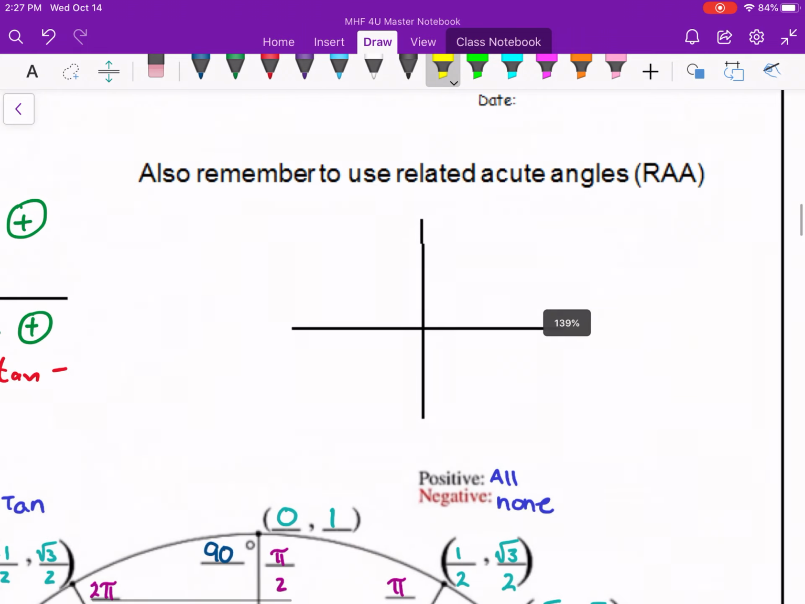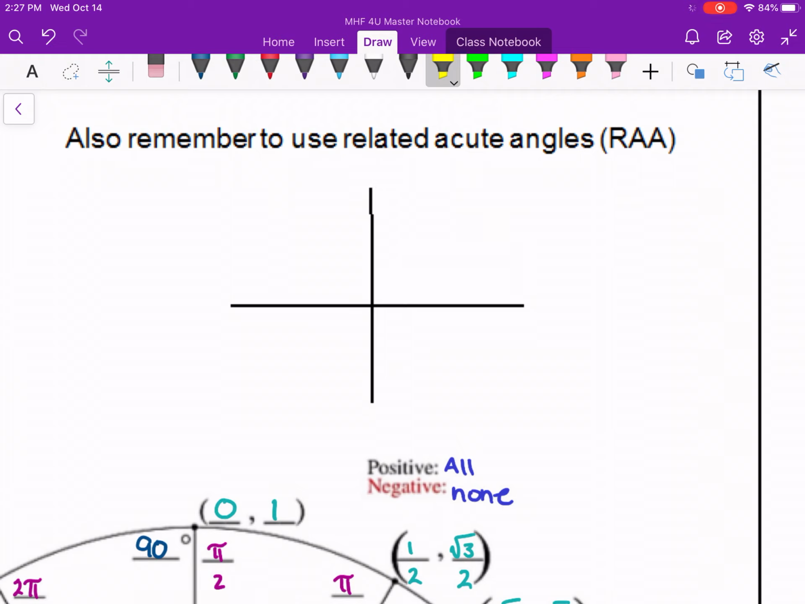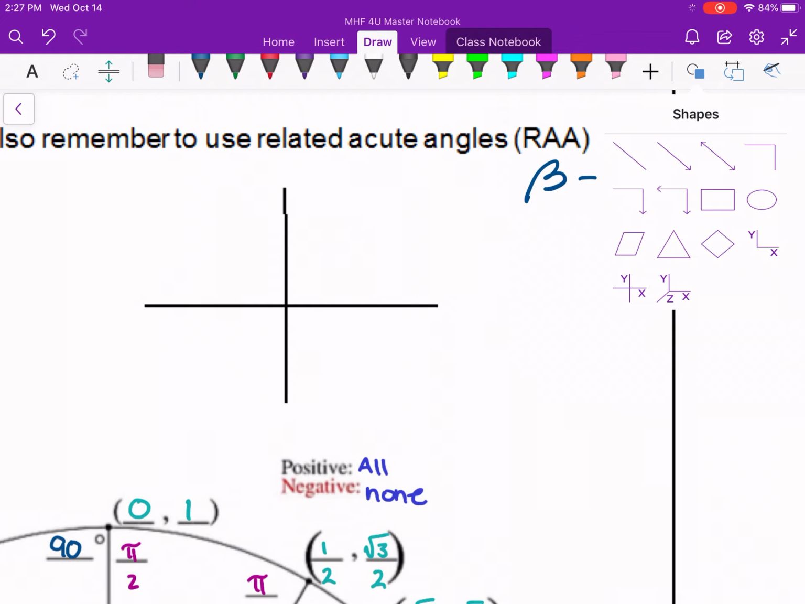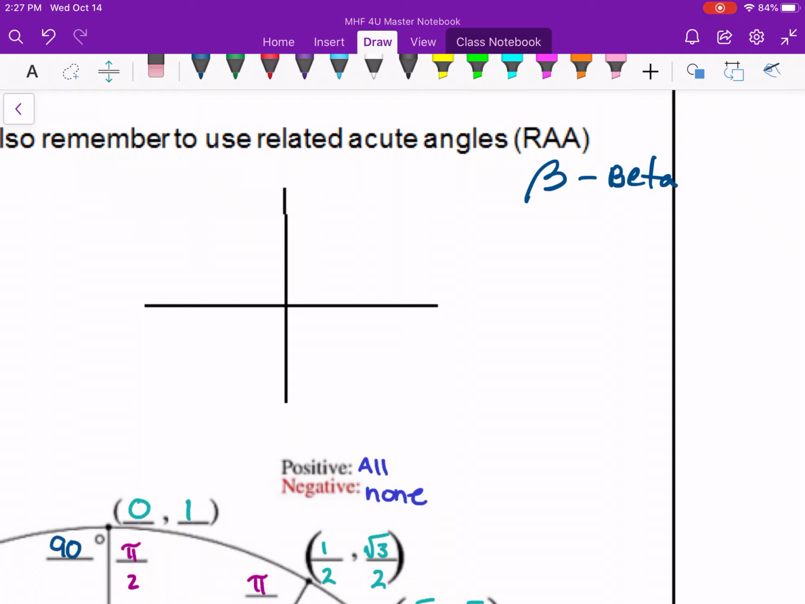Another thing that we need to review is related acute angles. We usually use beta to represent related acute angle. So that Greek letter that looks like a B, that's beta. And we use that, remember, we're always measuring angles to the x-axis. So if I want to have an angle of, say, 135 degrees, or in radians, 135 degrees would be 3 pi over 4.